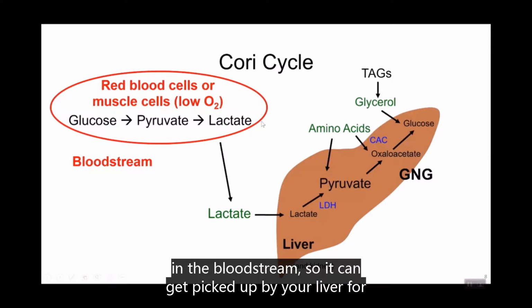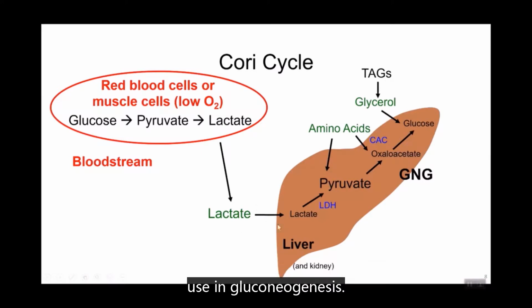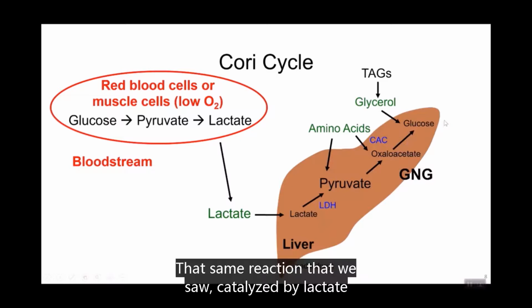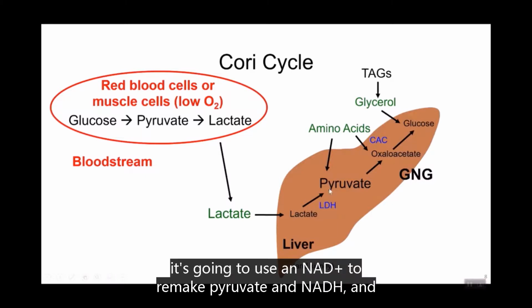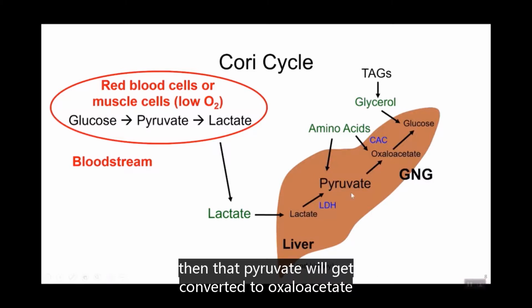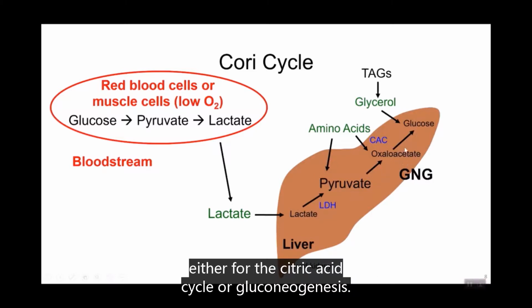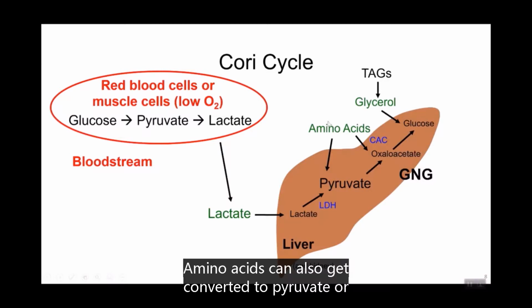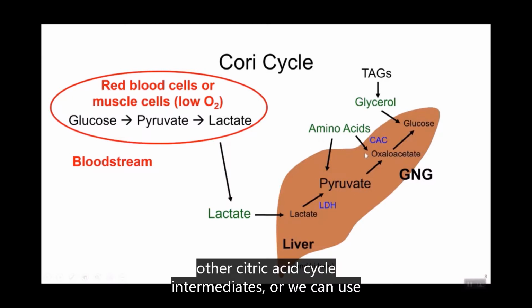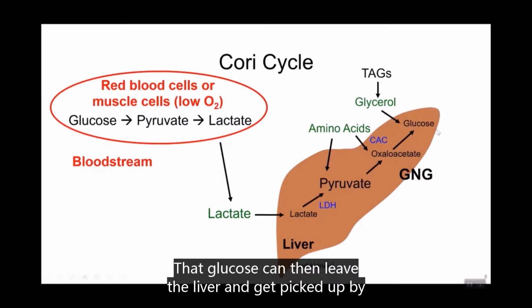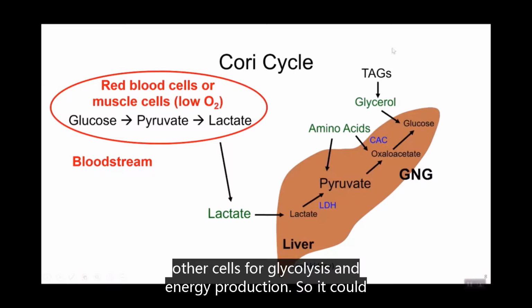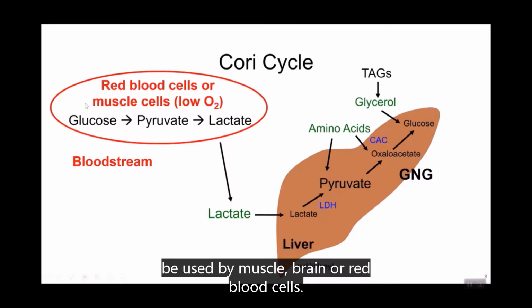And this lactate is found in the bloodstream, so it can get picked up by your liver for use in gluconeogenesis. That same reaction that we saw, catalyzed by lactate dehydrogenase, is going to work in the reverse, where it's going to use an NAD+ to remake pyruvate and an NADH. And then that pyruvate will get converted to oxaloacetate, either for the citric acid cycle or gluconeogenesis. Amino acids can also get converted to pyruvate or other citric acid cycle intermediates, or we can use glycerol to make glucose. That glucose can then leave the liver and get picked up by other cells for glycolysis and energy production, so it could be used by muscle, brain, or red blood cells.